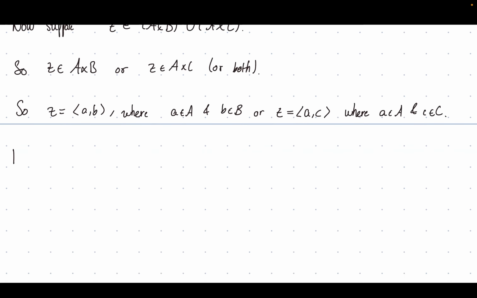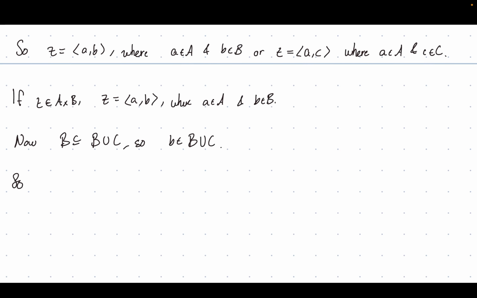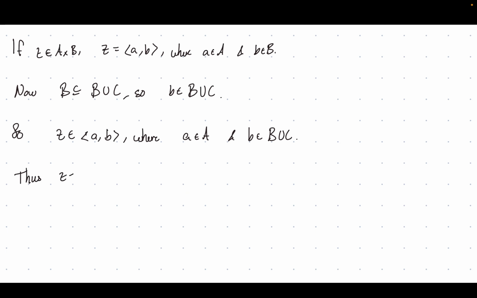So if z is in A cross B, z equals (a, b), where little a is in big A and little b is in big B. Now, big B is a subset of big B union big C, so little b is in B union C. So z is (a, b), where little a is in big A and little b is in B union C. Thus, z is in A cross (B union C).